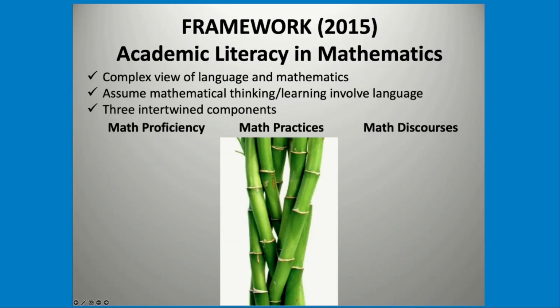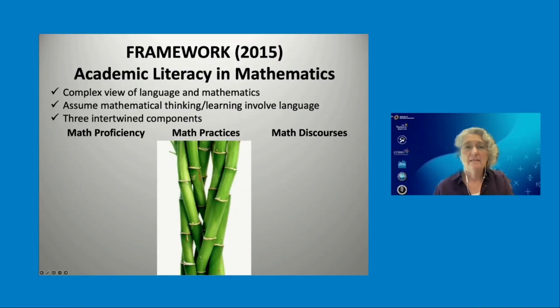So this framework shifts from a simple view of mathematical language as single words to a complex view of both language and mathematics. This framework also assumes that mathematical thinking and learning involve language. And what I propose in this framework, in an article that appeared in 2015, is that there are three intertwined components to academic literacy in mathematics: mathematical proficiency, mathematical practices, and math discourses.